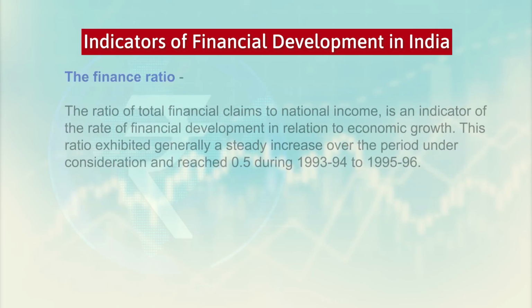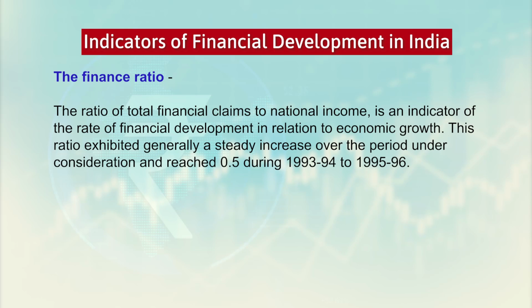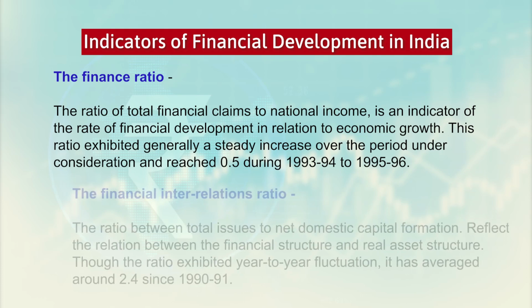Second comes the concept of finance ratio or FR. It is the ratio of the total financial claims to national income. This is an indicator of the rate of financial development in relation to the economic growth of the country. This ratio also exhibited a steady increase over the period under consideration and reached around 0.5 during 93-94 to 95-96.